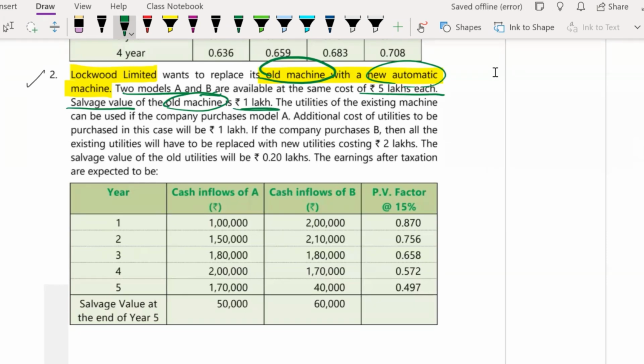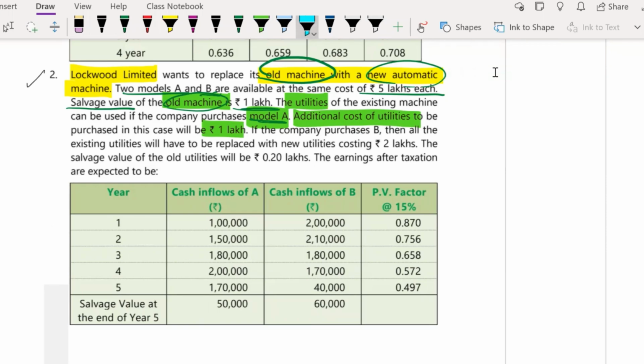The utilities of the existing machine can be used if the company purchases model A. So here they are telling that if you purchase model A, then the old machine's utilities, meaning whatever leftovers like spares or other parts of it, can be used in the new machine. Additional cost of utilities to be purchased in this case would be 1 lakh rupees. So in model A, you can use the old machine's utilities also, and then the additional utilities that you have to purchase will come up to 1 lakh rupees.